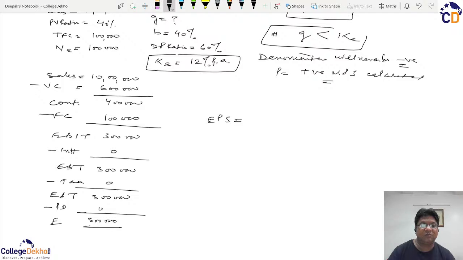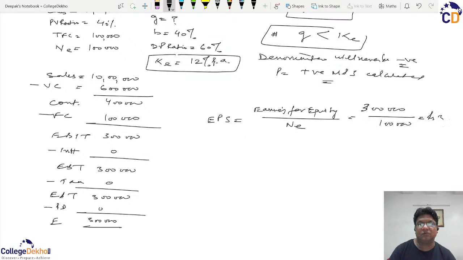So the EPS will be equal to E, that is the earnings for equity, divided by the number of equity shares. So which is here 3 lakhs divided by the number of equity shares, 1 lakh, that is rupees 3.